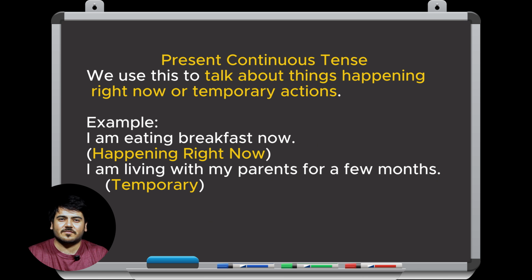Present continuous. We use this to talk about things happening right now or temporary actions. For example, I'm eating breakfast now, happening right now. I'm living with my parents for a few months, temporary.